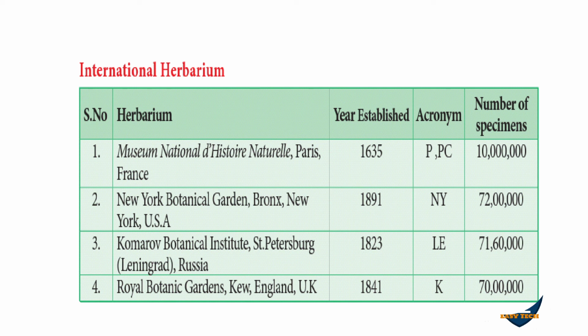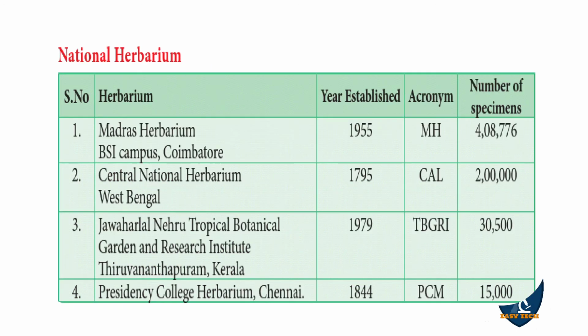New York Botanical Garden, Bronx, New York, USA, 1891, NY, 72 lakhs. Komarov Botanical Institute, St. Petersburg, Leningrad, Russia, 1823, LE, 71 lakh 60,000. Royal Botanic Gardens, Kew, England, UK, 1841, K, 70 lakhs.